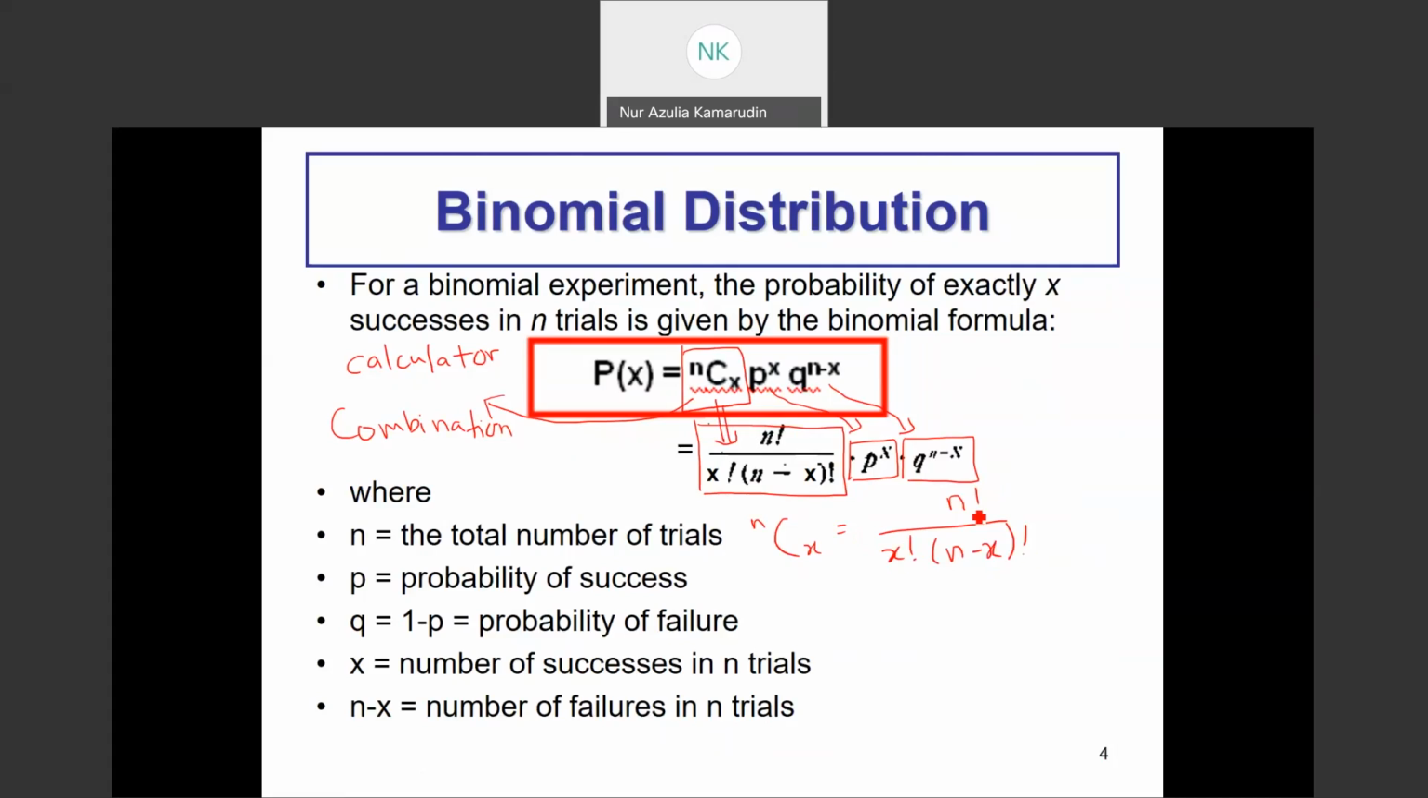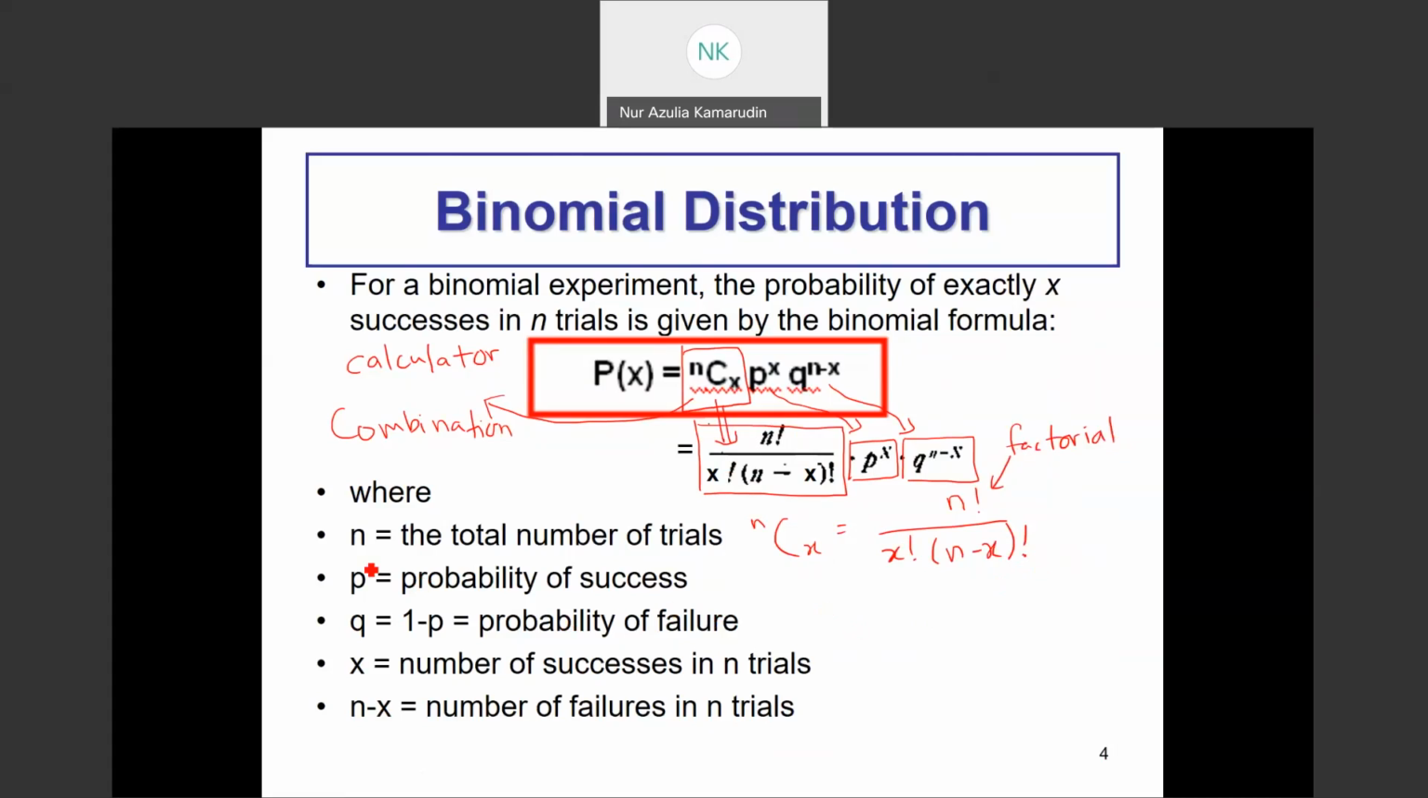Now this symbol here, this upside down exclamation mark, this is your factorial symbol. You're going to look at it again after this, so after this, I will tell you more about factorial.